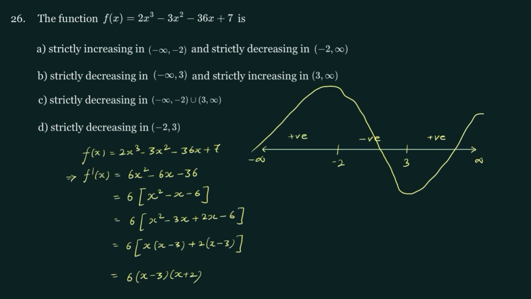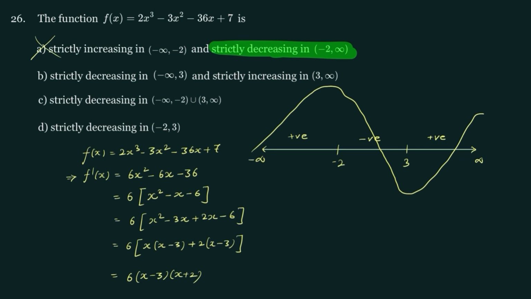In option A, it is saying that it is increasing from minus infinity to 2 and strictly decreasing from minus 2 to infinity, which is wrong. See, this portion is wrong, strictly decreasing in minus 2 to infinity, because as we can see from minus 2 to infinity it's decreasing and also increasing. So option A is wrong.